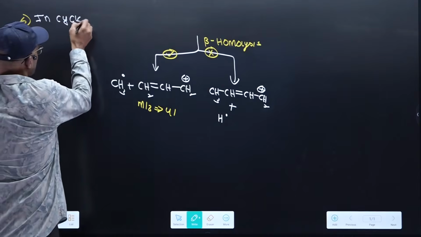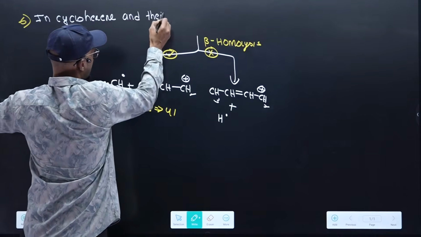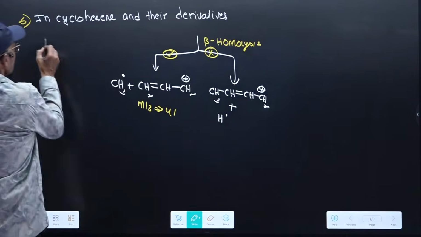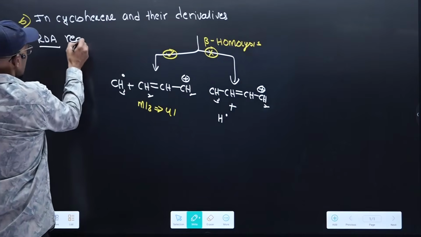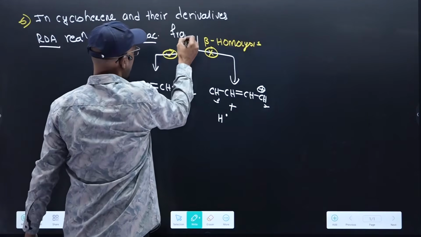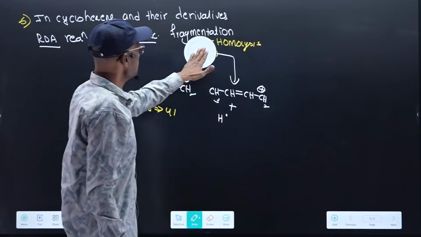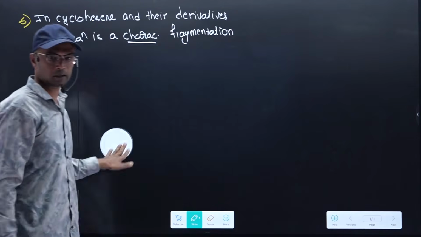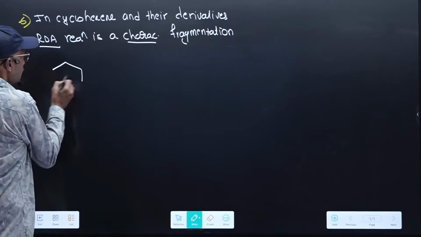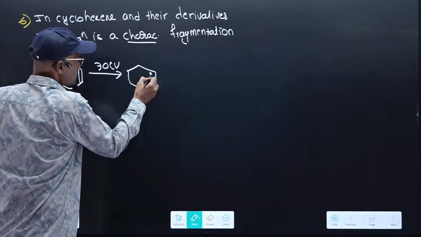In cyclohexene and their derivatives, retro-Diels-Alder reaction is a characteristic fragmentation. Cyclohexene, anywhere if it is given, retro-Diels-Alder is most common. You know Diels-Alder. Reverse is retro-Diels-Alder. So wherever cyclohexene and their derivatives are given, remember retro-Diels-Alder is most common. See, this is radical cation.